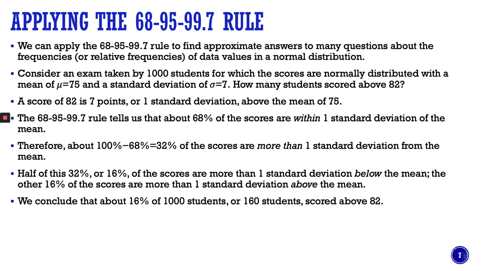Now, half of that goes on one side of the mean, and half of it goes on the other. So half of 32, or 16%, of the scores are more than one standard deviation below the mean, and the other half are more than one standard deviation above the mean. So we conclude that 16% of 1,000 students, or 160 students, because we multiply 16% times 1,000, scored above 82 on the exam.